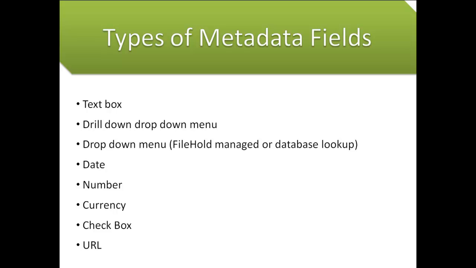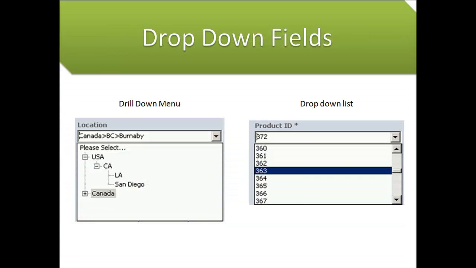Let's talk about the benefits of using drop-down fields inside FileHold. Centrally managed vocabularies can be used if the metadata field uses a drill-down or a drop-down menu. Using pick lists or drop-down lists keeps values consistent, avoids spelling mistakes or alternative spellings of names. It also makes it easier for a user to fill out the values, as less typing is needed. Drop-down lists can be managed from within FileHold, or they can be populated from an external database.